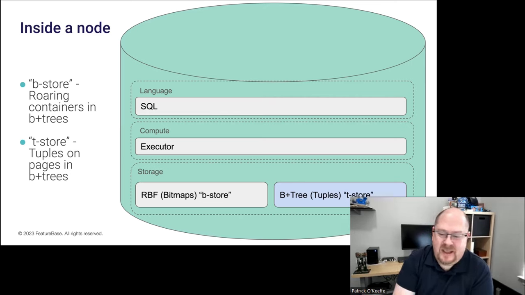Thank you. And then the T store is basically, as you'd expect, tuples on pages in a B tree. If you looked at the code and then looked at Postgres, you'd see a haunting similarity in the implementation. So when I call insert, what do I land in, the B store or the T store? It depends on the column storage specifier, but it will always at least write to the exists bitmap in the B store, and then write the value using the bitmap offset key as the key in the T store.